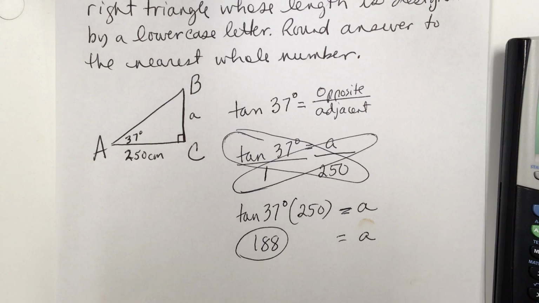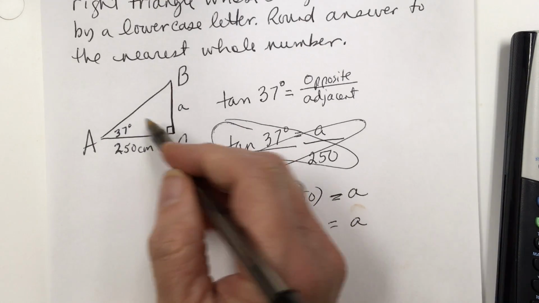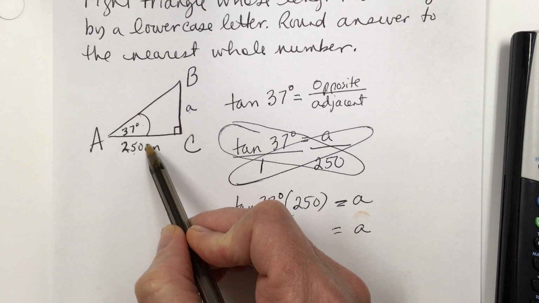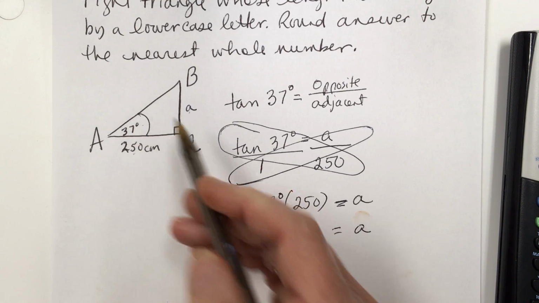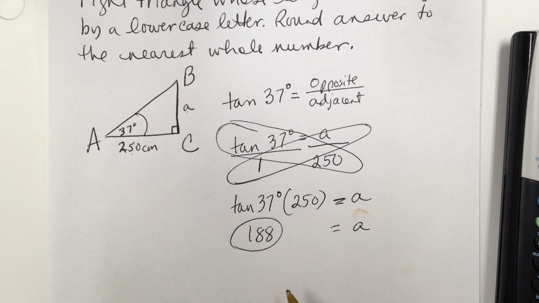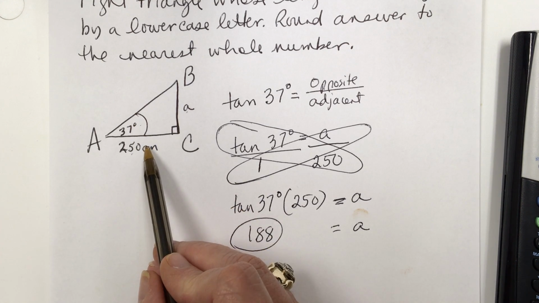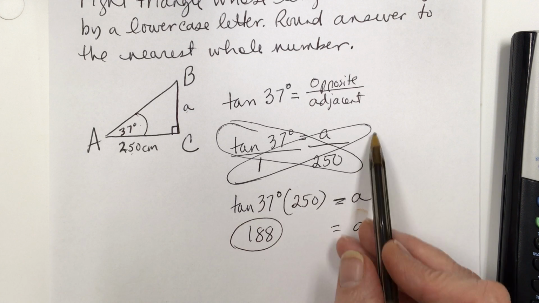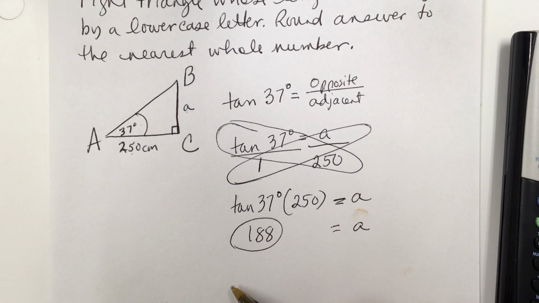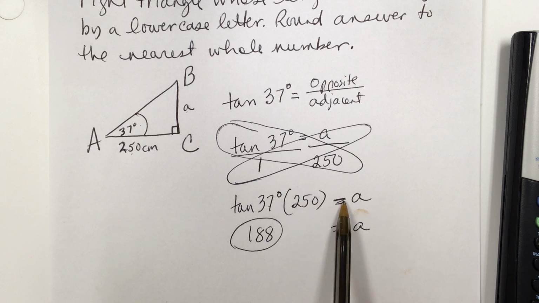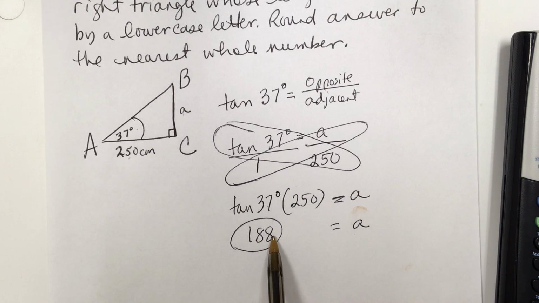So we use our trig functions. We use the angle given in its relationship to the two sides. We did not have the hypotenuse, therefore we could not use sine or cosine because both of those involve the hypotenuse. So we had to use tangent. Tangent of 37 is opposite over adjacent. And then we have a proportion that you can cross multiply. So when I cross multiply, I have tangent of 37 times 250 equals A, and I use my calculator.